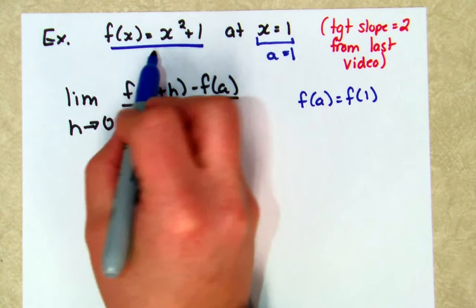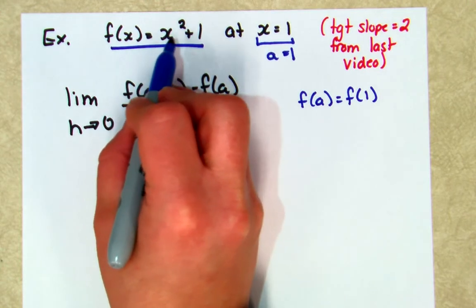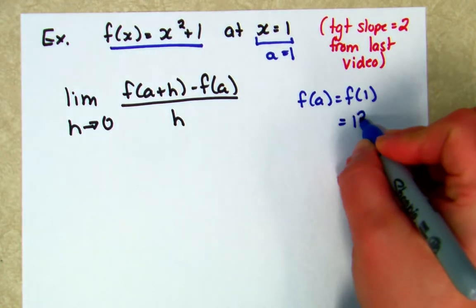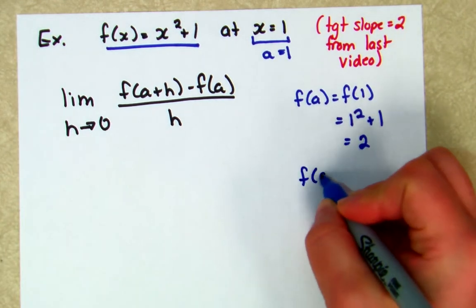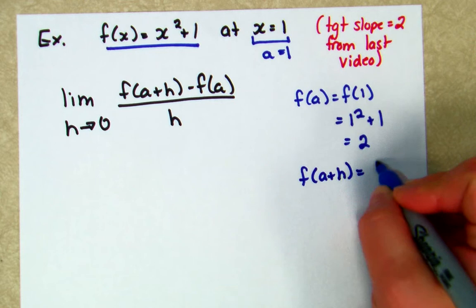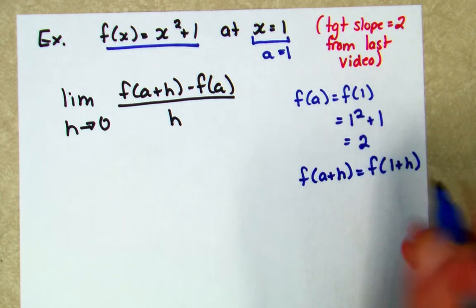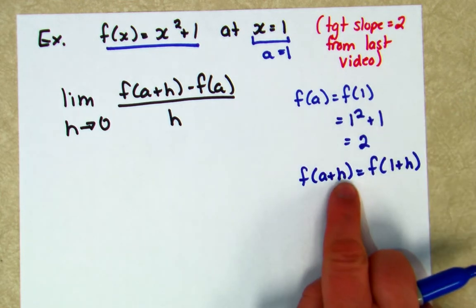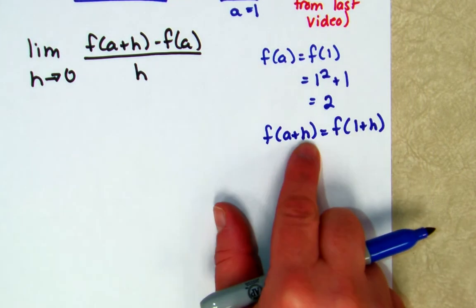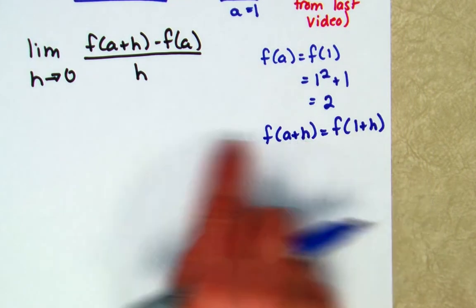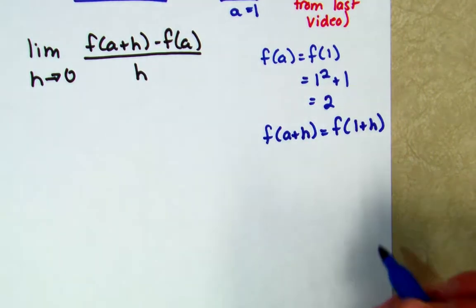And don't forget, we have an f at x defined. In this case, it's x squared plus 1. So in this case, that's going to give me 2. F at a plus h becomes f at 1 plus h now. You're never going to be able to fill in a value for h because h is going to approach 0. We can't just put in 0 right away or we lose the essence of this slope formula.